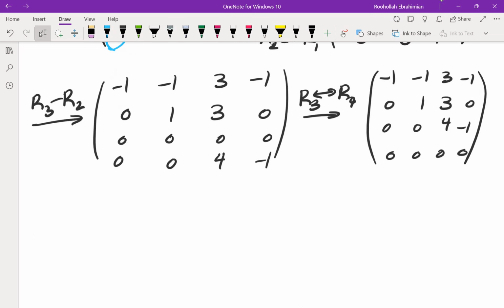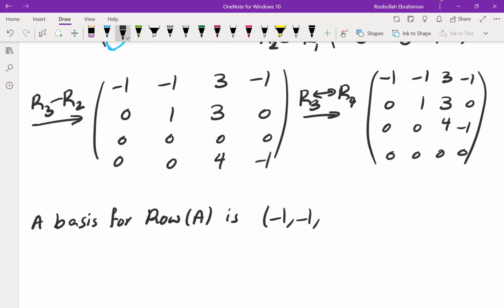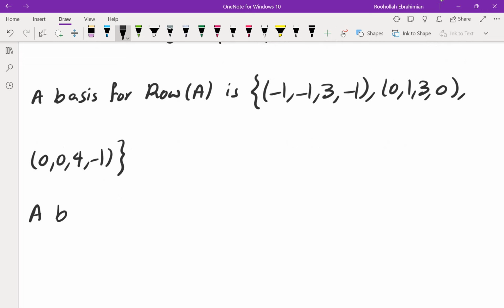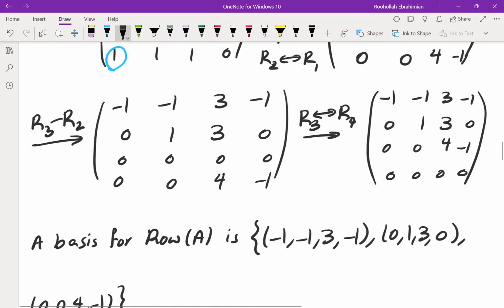If you look at the row space, a basis for the row space of this matrix is the three non-zero vectors in the echelon form. So negative 1, negative 1, 3, negative 1, 0, 1, 3, 0, and finally 0, 0, 4, negative 1. So this is a basis for the row space. A basis for the column space would be the pivot columns of A and not echelon form.